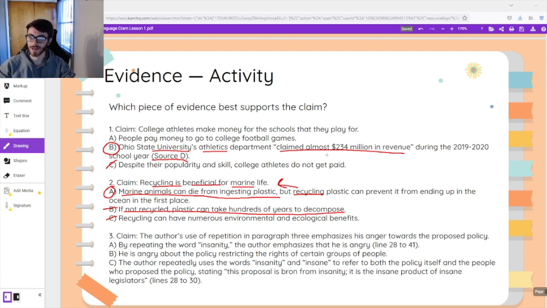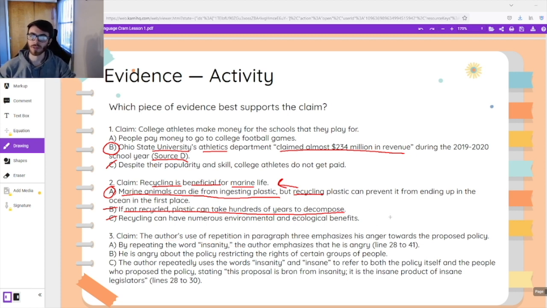Let's look at 3. Claim: The author's use of repetition in paragraph 3 emphasizes his anger towards the proposed policy. So this is presumably a rhetorical analysis essay, right? Because it's talking about the author's use of repetition in a particular part of a passage and what it does.